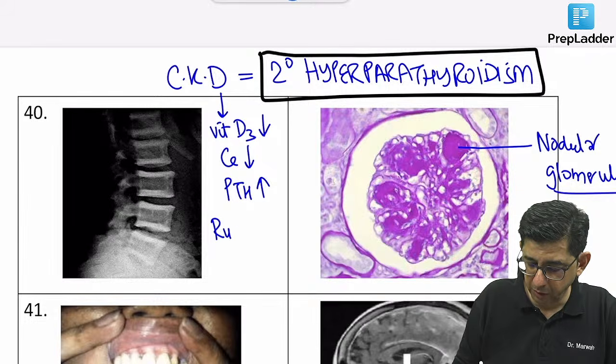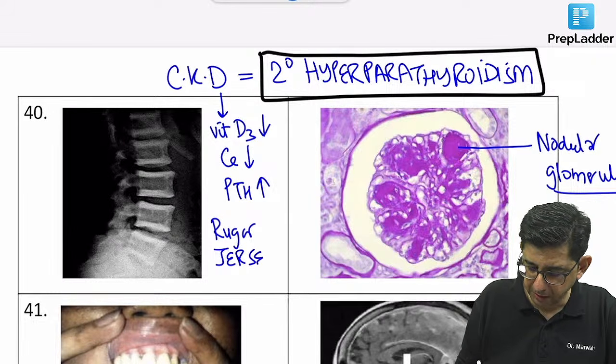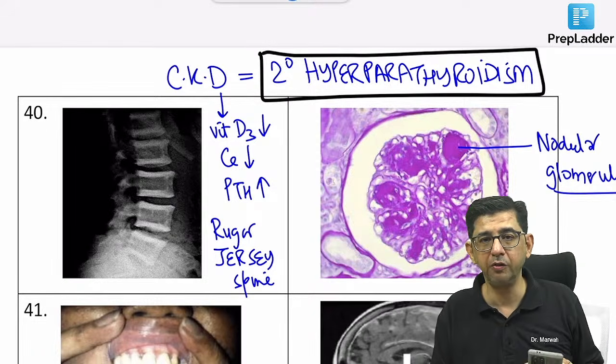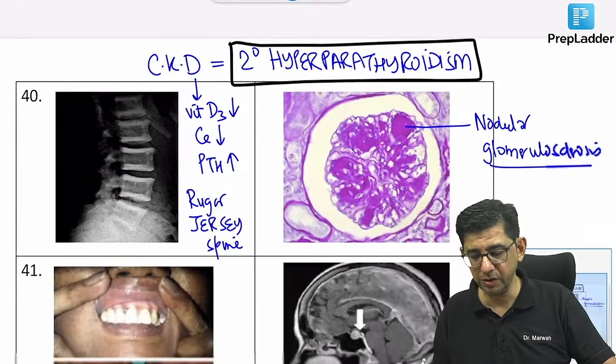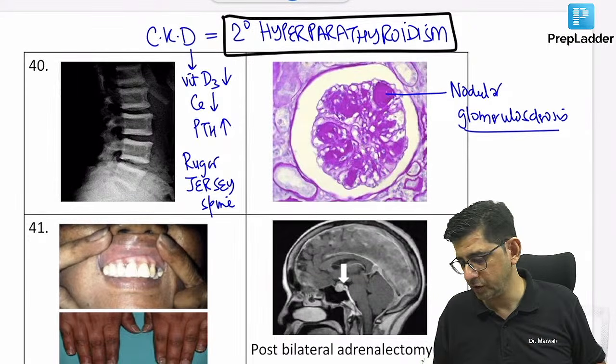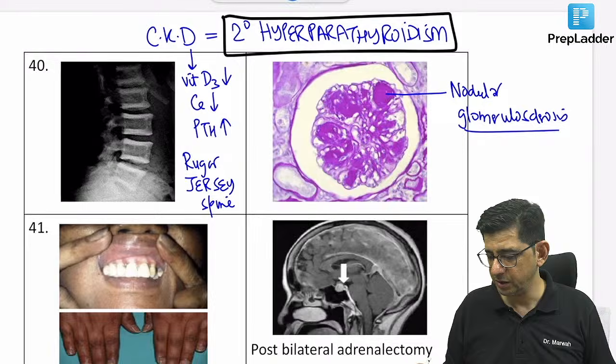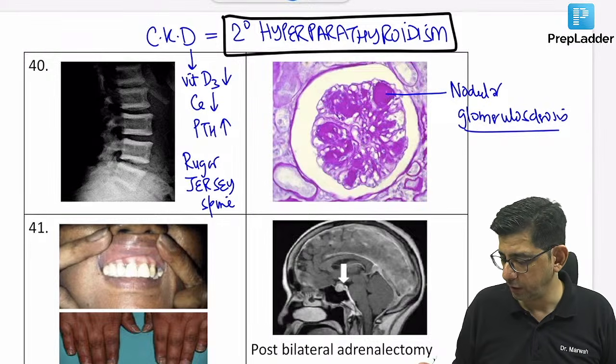And yeah, you guys were very spot on in being able to identify the Rugger-Jersey spine. But the question was a combination of the two. Rugger-Jersey spine is a feature of CKD and a nodular glomerulosclerosis. So the correct interpretation for this would be that the person is suffering from secondary hyperparathyroidism.